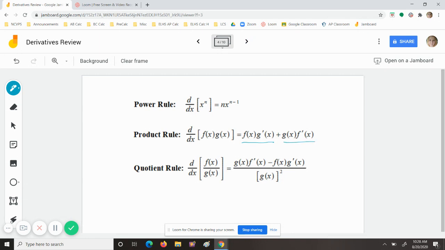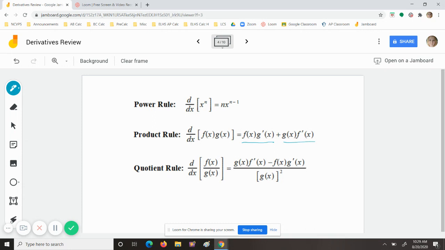Quotient rule. A little bit more difficult. This is, again, don't necessarily memorize this as far as f of x and g of x. You want to think about the rule, because you're not going to have an f of x and a g of x necessarily. You may have different functions, or you may have just like an x squared plus 1 as your function. So memorize the process. Bottom times derivative of top minus top times derivative of bottom all over the bottom squared. Okay.